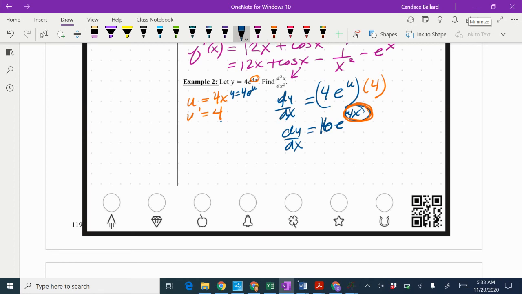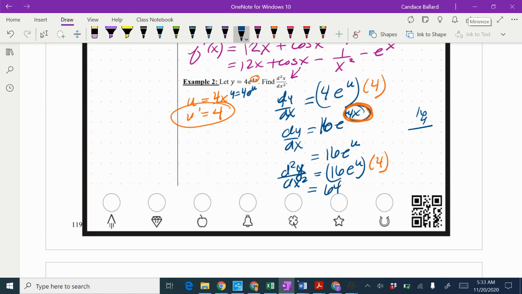Probably what I would do is rewrite this as 16e to the u. And now we're going to take that second derivative, d squared y over dx squared. The derivative of the outside function would be 16e to the u, and the derivative of the inside from before would be 4. And then we're going to replace. So 16 times 4 would be 64 e to the, I'm sorry, I'm going to substitute the u in. So e to the 4x.